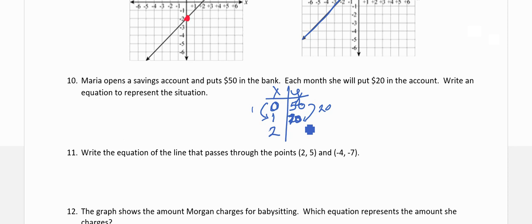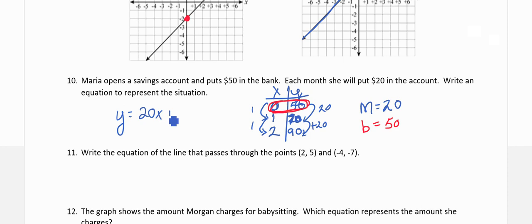And at 2 months, now she increases another 20. And she has $90. And we can continue this. But we can see that my slope is 20. And we can also see at 0, she has $50 in the bank. So B is 50. So my equation is y equals 20x plus 50.